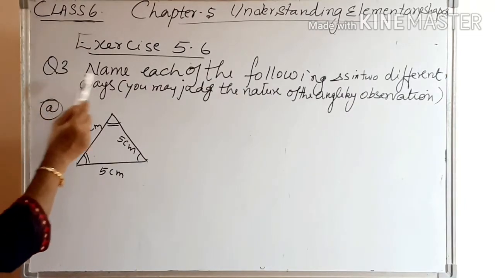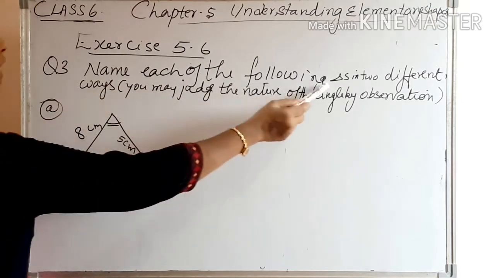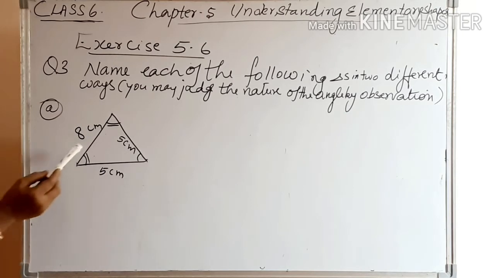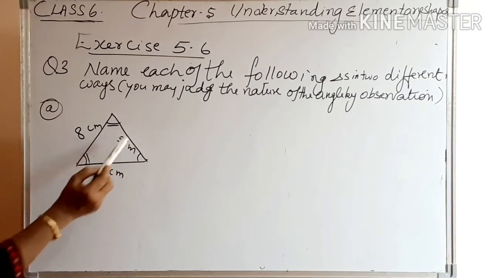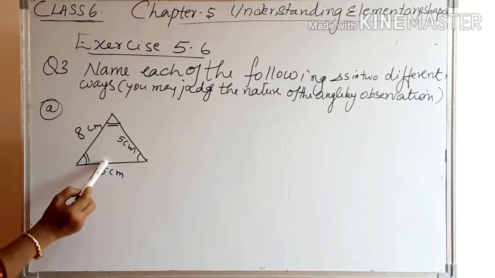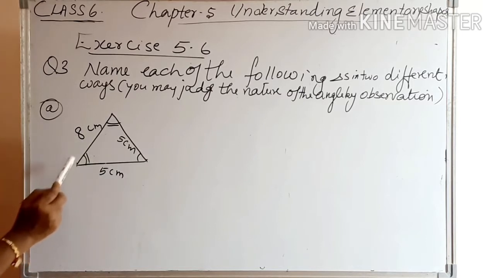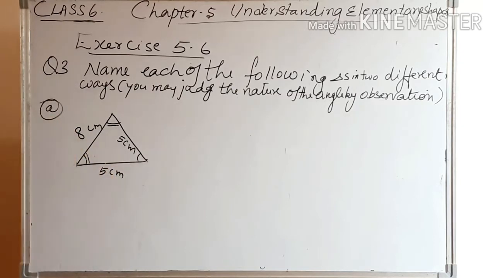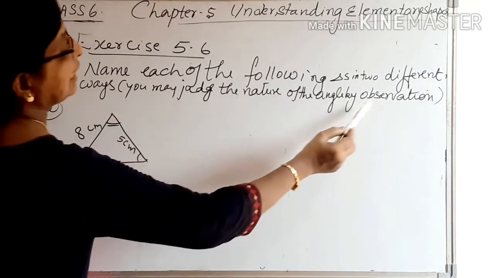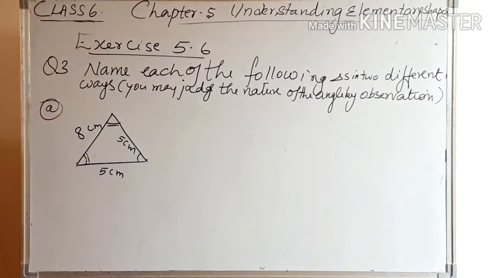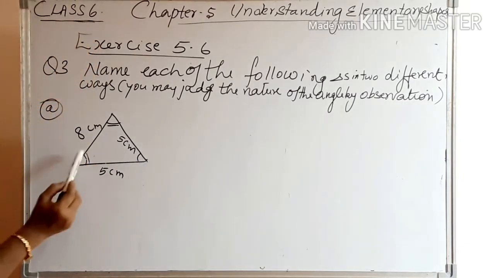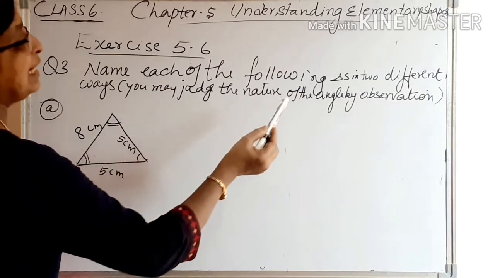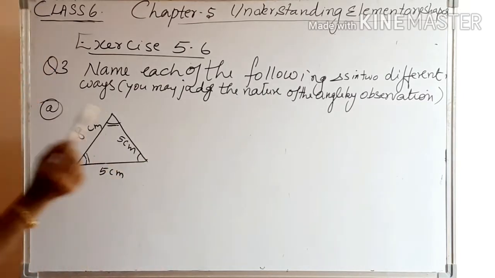Now question number 3, name each of the following triangles in 2 different ways. 2 different ways means 1 according to the measurement of sides of the triangle. Second one according to the measurement of the angles. You may judge the nature of the angle by observation. There is no need to measure the angle by using protractor. You can estimate the angle by observation.